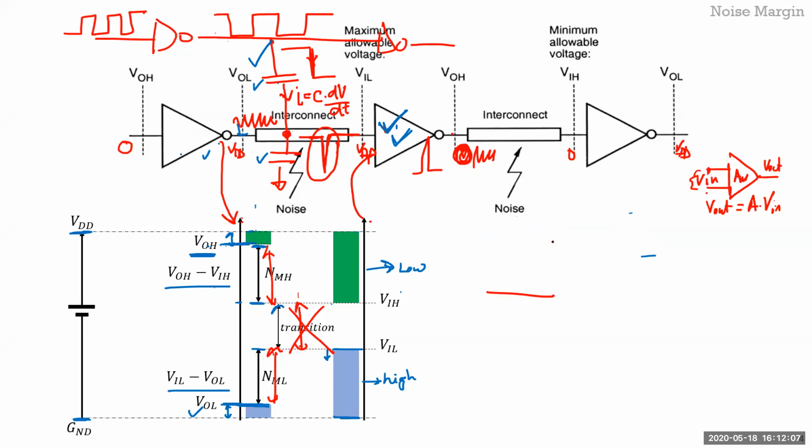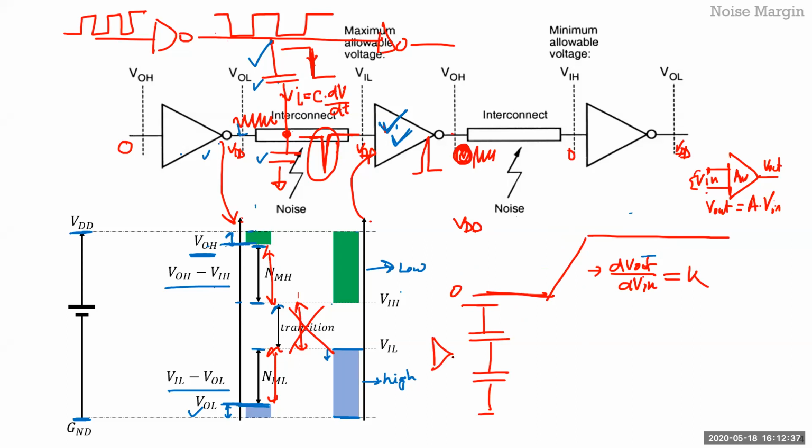So you have a clock signal, right? So this is V0 to VDD, let's say, and let's say that it has some transition time. So dV out over dV in is some value, K, let's say. Now let's say from this node, you have a capacitor divider, and this is the output of that second inverter. So let's say this is C1, this is C2.